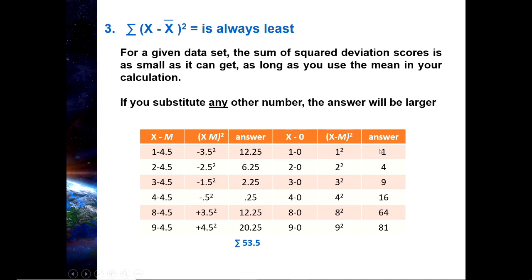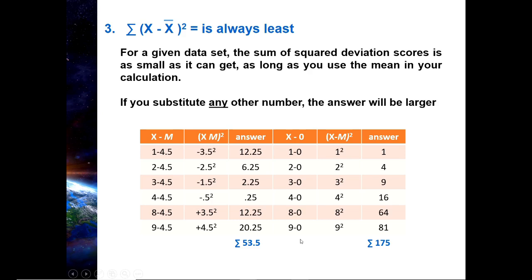1 times 1 is 1. Do the same thing here. 2 squared, so 2 times 2 is 4. 3 times 3 is 9. 4 times 4 is 16. 8 times 8 is 64. 9 times 9 is 81. Now the last part says to add them all up. So we have to add up all these answers, and we get 175. See, this is a larger number because instead of using the mean, 4.5, we used 0.